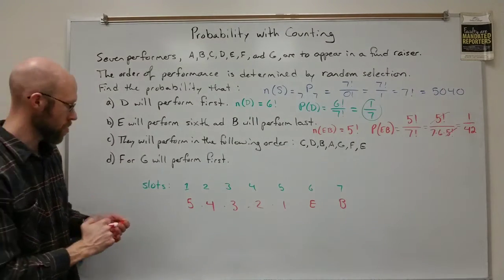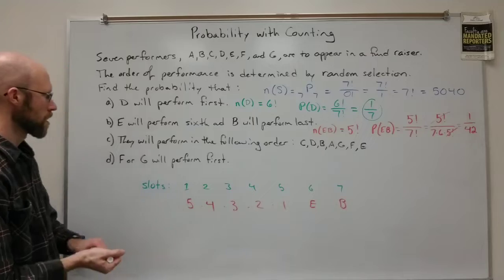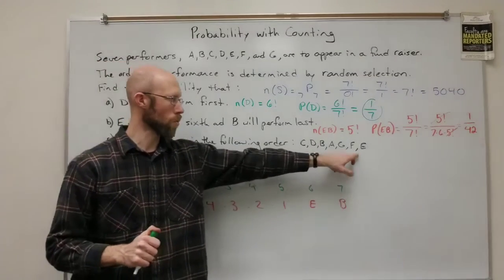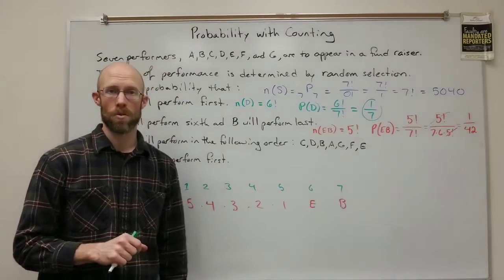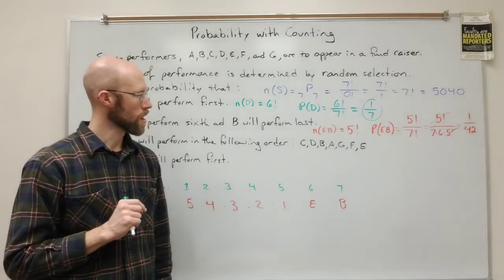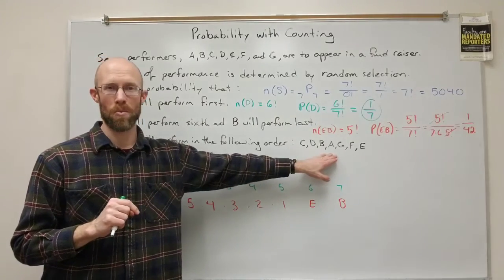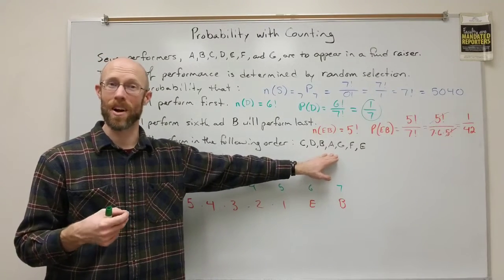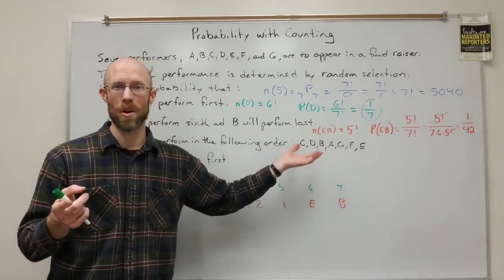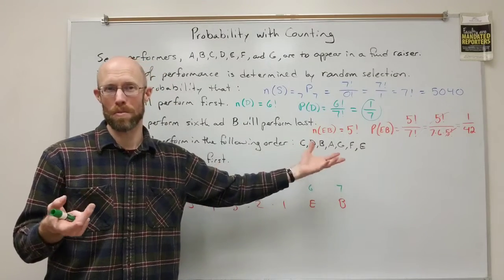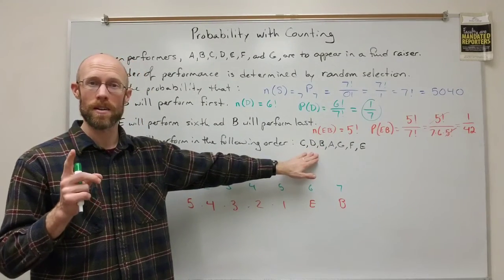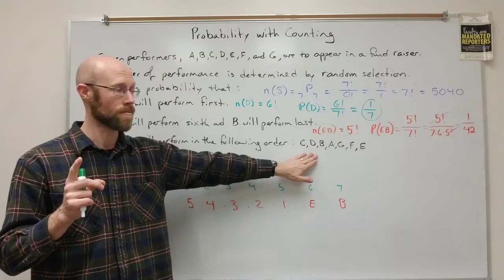Okay, we'll switch colors again. Let's look at part C. They will perform in this particular order. Well, that particular order is only one of the possible permutations. It's the only one in its set. So the cardinality of this order is 1. As soon as I change the order, I wouldn't have that order anymore, so it wouldn't be in that set. So this event has 1 order in it, and that's it.